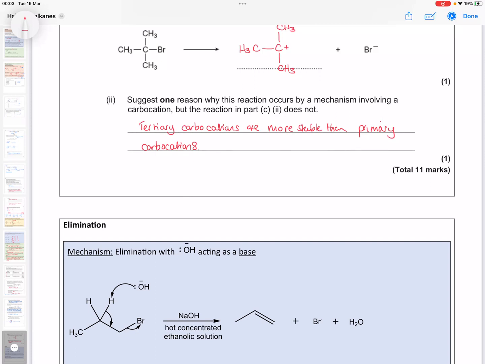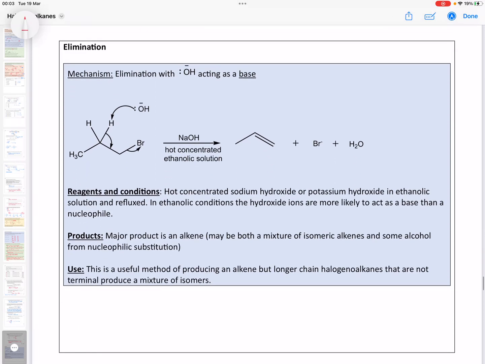The second type of mechanism that we're covering with halogenoalkanes is called elimination. Elimination happens when, instead of acting as a nucleophile, the hydroxide acts as a base and removes a proton. That's illustrated in the mechanism that you can see here.